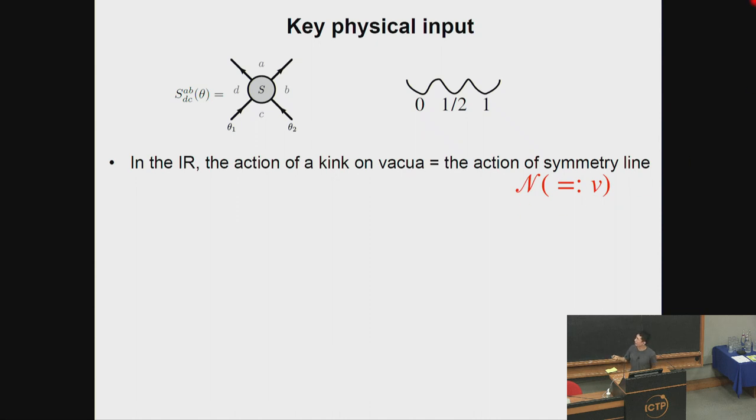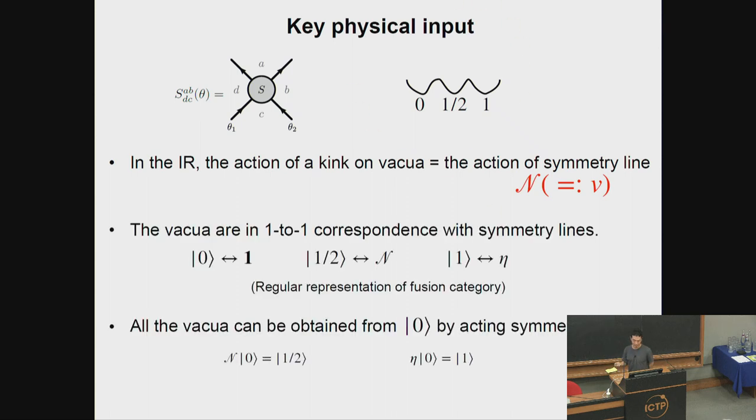As I said, the particles here always interpolate neighboring vacua. So if you start from zero, you can go to 1/2. Or if you start from 1/2, you can go either to zero or one. This must remind you of something. This is exactly the same as the action of the symmetry line N on the vacua. If you act N on zero, you get 1/2. But if you act N on 1/2, you can get either zero or one. To put it another way, you can identify the world line of the particle as the symmetry line N.